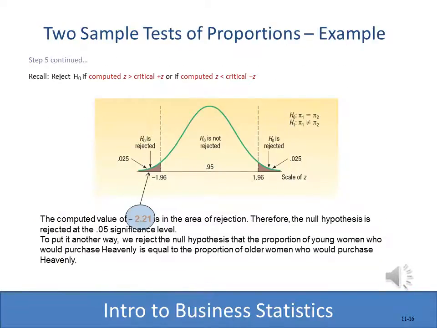All right, then we go ahead and compare the z value that we computed, negative 2.21, to our critical value, and we can see that it is more negative, or it falls outside the do-not-reject area. So in this case, we would reject the null hypothesis.